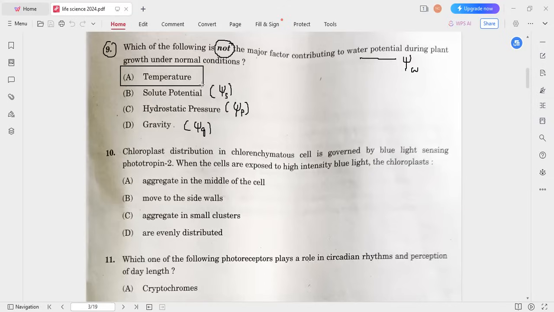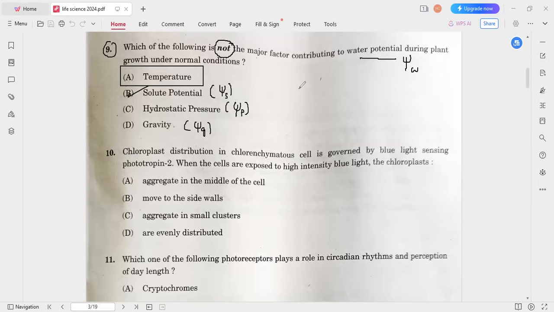So that's why option A, temperature, is the correct answer. Usually, solute potential helps maintain osmosis, and hydrostatic pressure is also required. The more potential energy in a system, the higher the pressure potential.